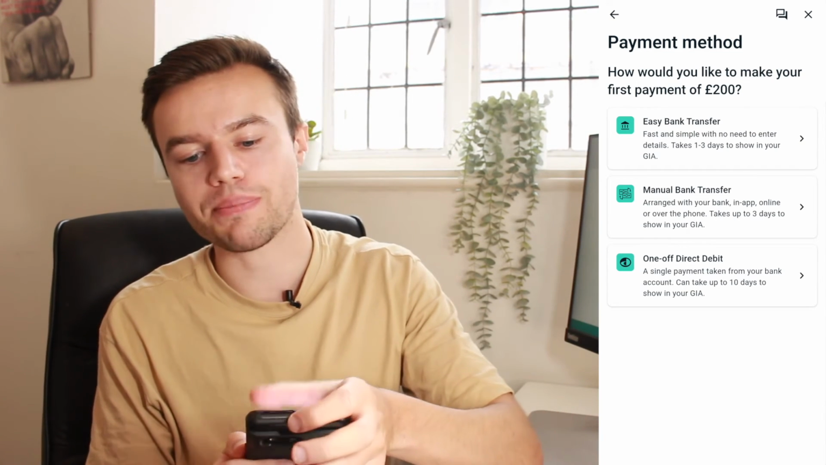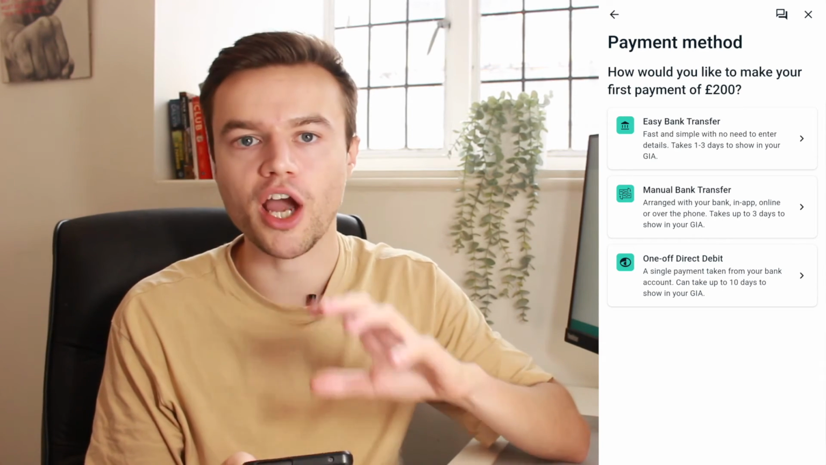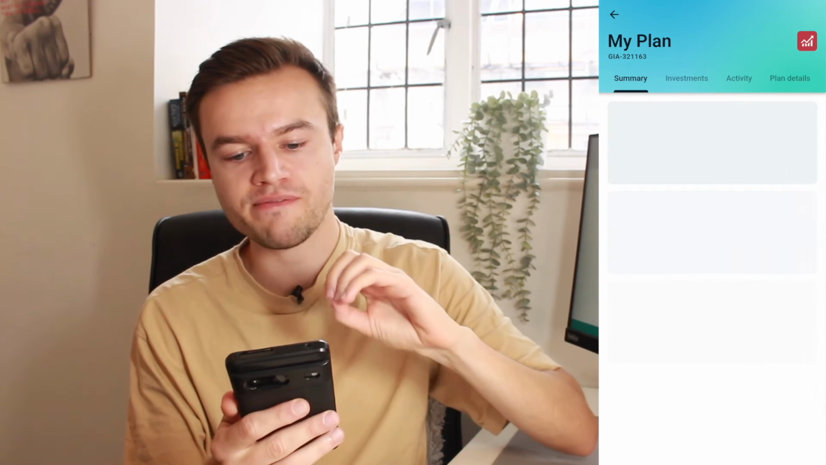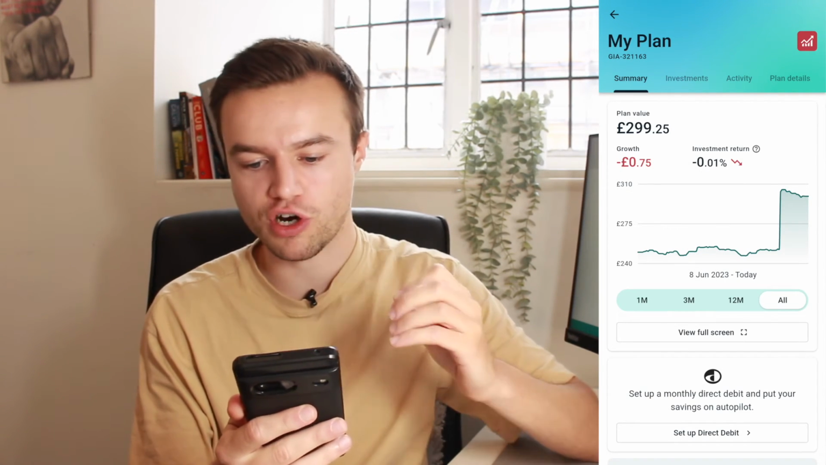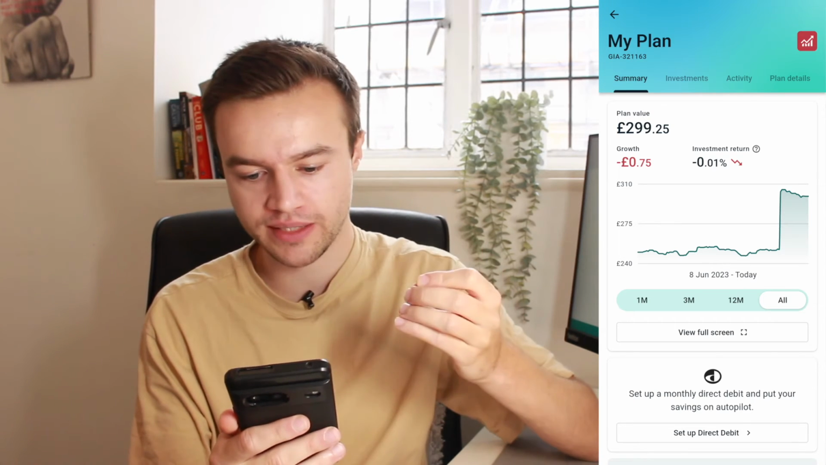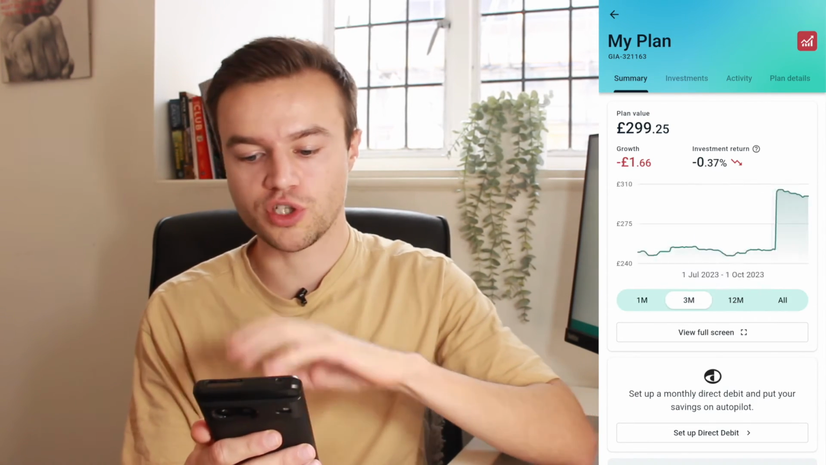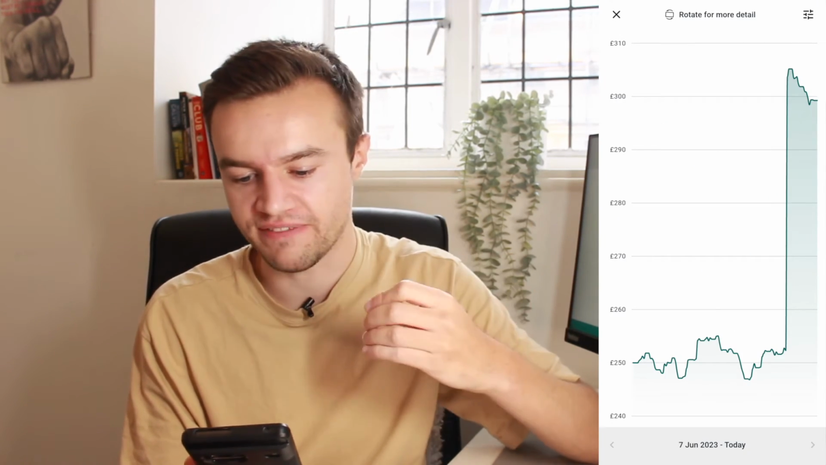Now in terms of how that plan looks after it's been created, how you manage that, let's use my own plan as an example here. So on the dashboard, I have the entry point of view plan. And here we can see the plan value at the top there, which is around the £300 mark. And below that, we have a graph showing how the plan value has evolved over time. And we can zoom in to the last month, last 3 months, last 12 months, or zoom out to all time for this graph. And this is just a neat feature to analyze the investment growth, the investment performance.